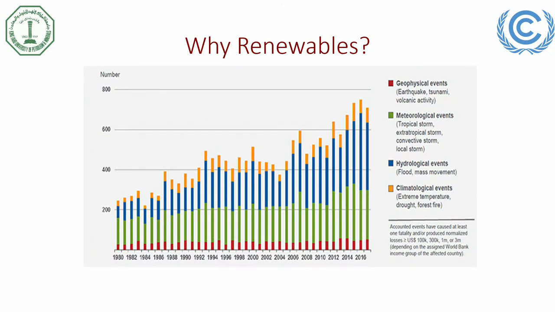These are slides showing you how many events happen due to geophysical events, and the meteorological events, which I was talking about, hydrological events, and climatological. You can see it's on the increase almost from year to year. It's a bit old data, up to 2016. So maybe more events could have happened during the last 4 or 5 years.